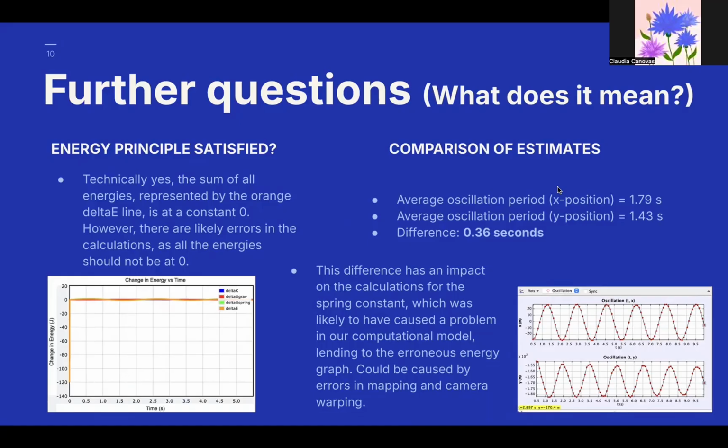So this difference has an impact on the calculations for the spring constant, which we talked about earlier. This might have caused a problem in the computational model and might be the reason why we see the energy graph being like this when it should not be.